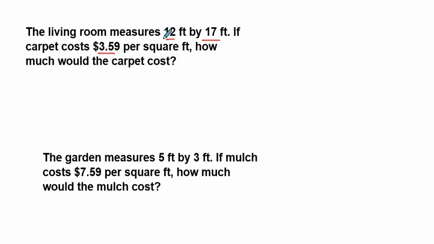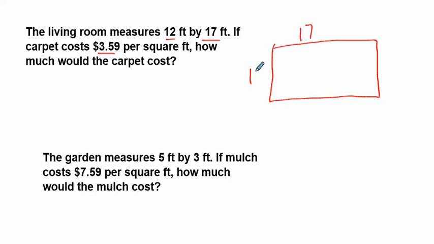Well, first of all, my room is 12 by 17. So I'm just going to draw a picture. My room is 12 by 17. My picture is not really that accurate, but anyway, that's 12 by 17 feet, okay? So the first thing I need to do is figure out the area. So that's just 12 times 17. So the area would be 204 square feet. That's the area, but that's not the question.